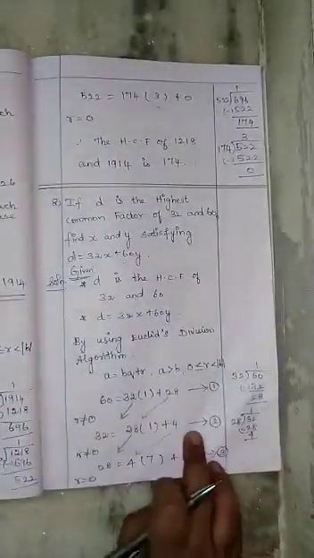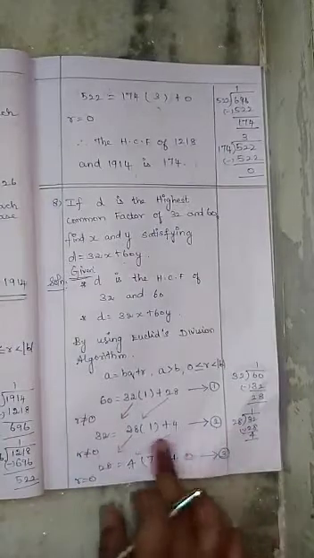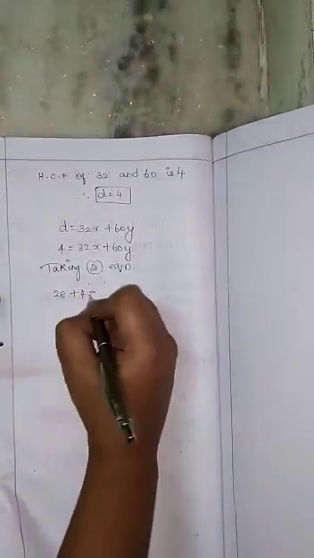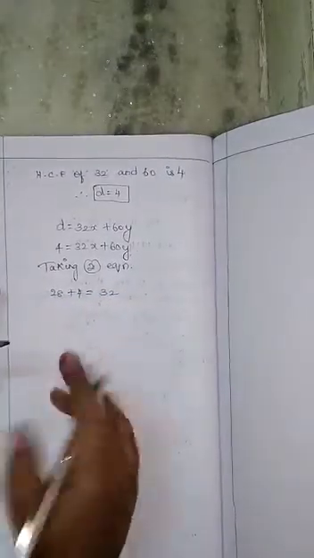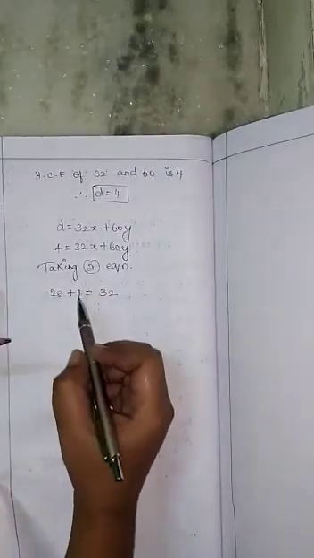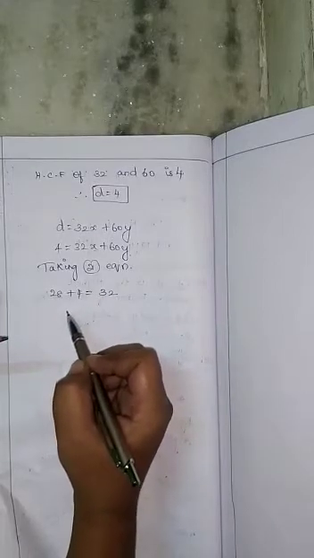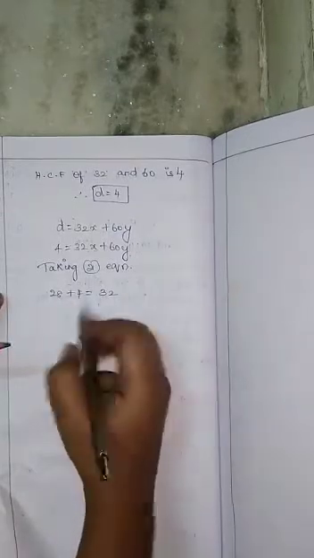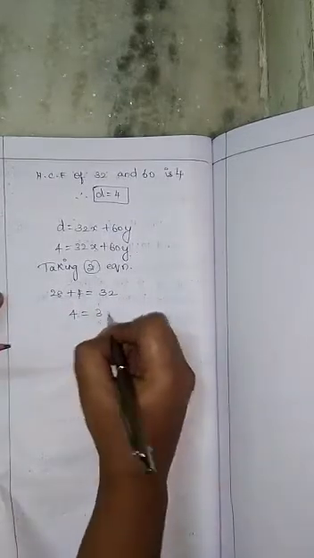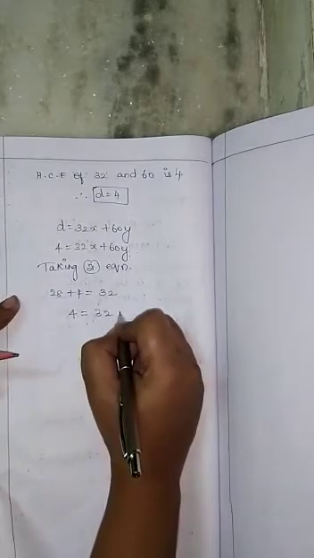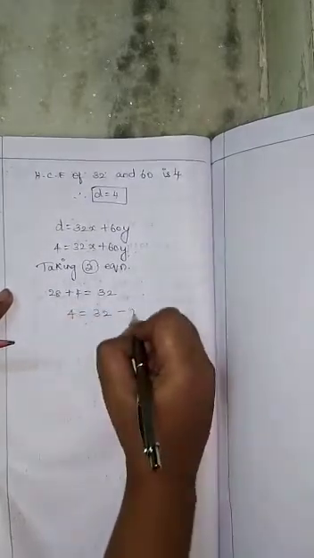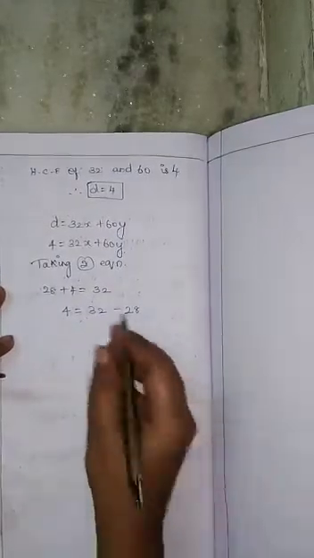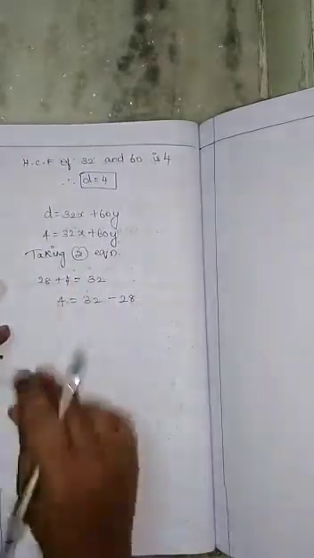Taking the second equation, what is the second equation they have given here? 28 plus 4 equal to 32. Now I am going to write this 4 on the left side only. I am going to take this 28 to that side. So 4 you write as such, and 32 plus 28, if you bring it to that side, it will become minus 28, right? So 4 equal to 32 minus 28.